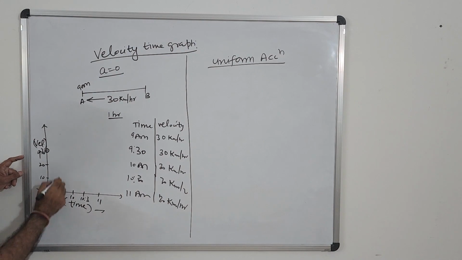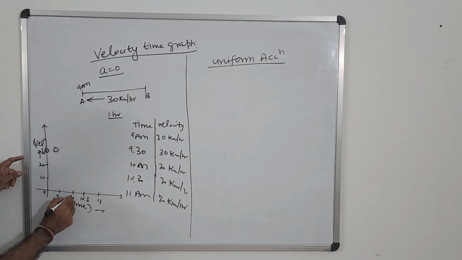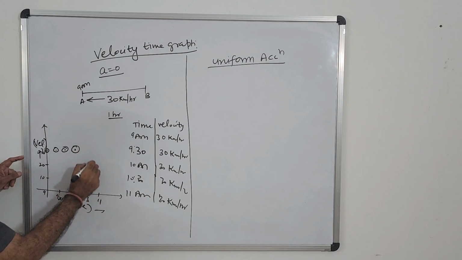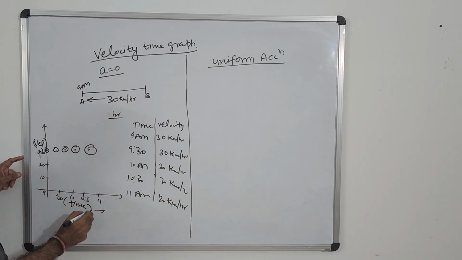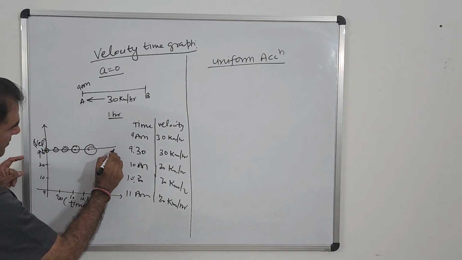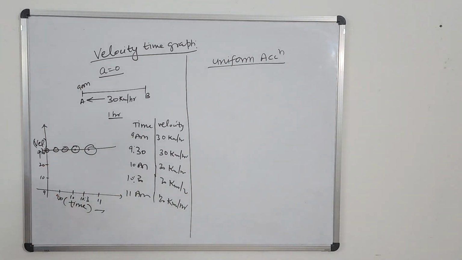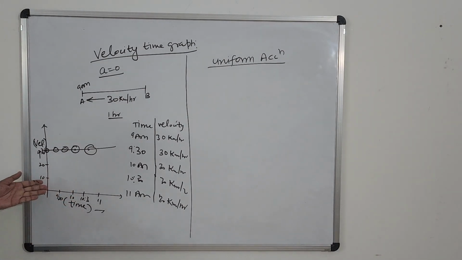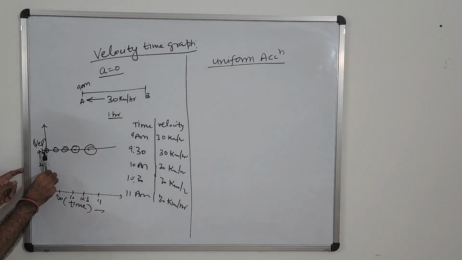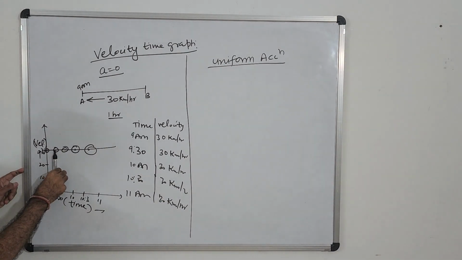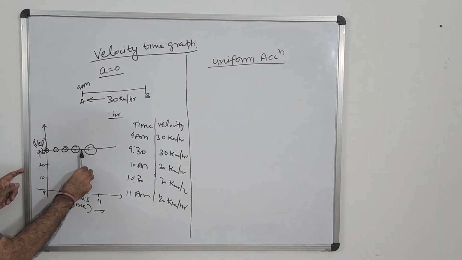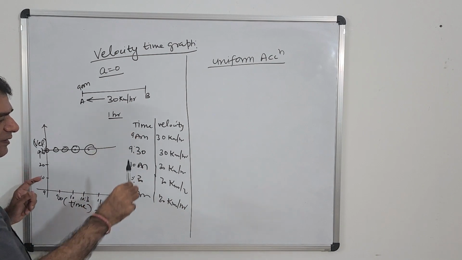At 9:30 it is 30. At 10 it is 30. At 10:30 it is 30. At 11 it is 30. Okay, join these. What type of graph do you see? It is a line parallel to the x-axis. It's very strange. It is clear that at any time velocity is 30, 30, 30 and so on.